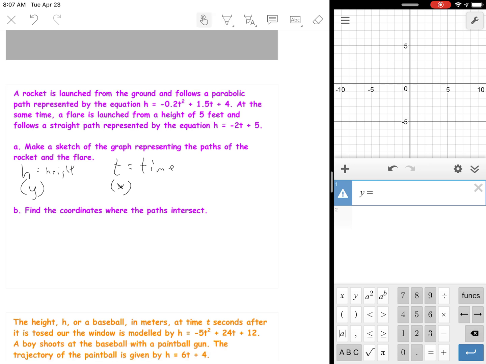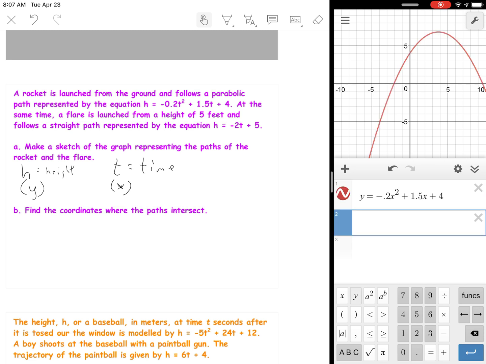So y equals negative 0.2 x to the second power plus, and I'm just going to continue to put that in. Remember, if you don't see the parabola, you might have forgot the x or the x squared. I'll put that in there, plus 4. There's my parabola. I'm going to go down to the second one, and I'm going to put in my line. y equals negative 2x plus 5.